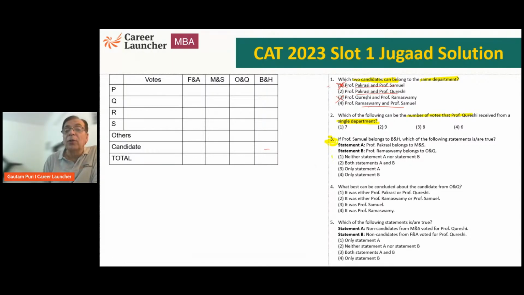Why am I not looking at questions 3, 4, 5? Why are we not looking at these? Because the structure of the question is different. If a specific condition, what best can be concluded about the candidate? And cases are there. Which of the following are true? These questions I can solve only after I fill up this table. But questions 1 and 2 are something which will be useful for me. So I will now start working.